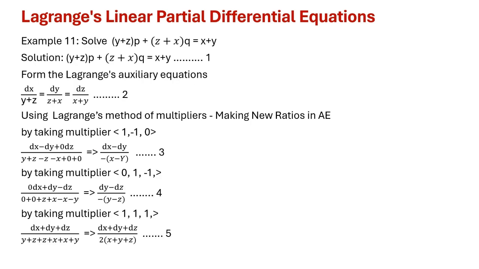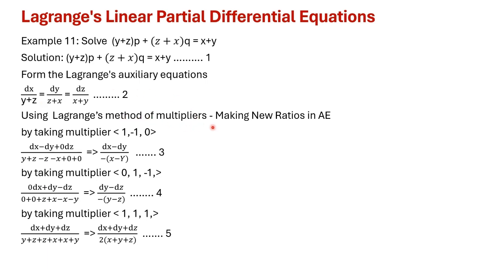Let's see the next example. We'll let this be equation 1. We'll convert it into the form of Lagrange's auxiliary equation, that is dx by the coefficient of p is equal to dy by the coefficient of q is equal to dz by x plus y. We'll call this equation 2. Now here none of the pairs of fractions in this equation is integrable, so we'll have to make a new set of fractions by using the method of multipliers.